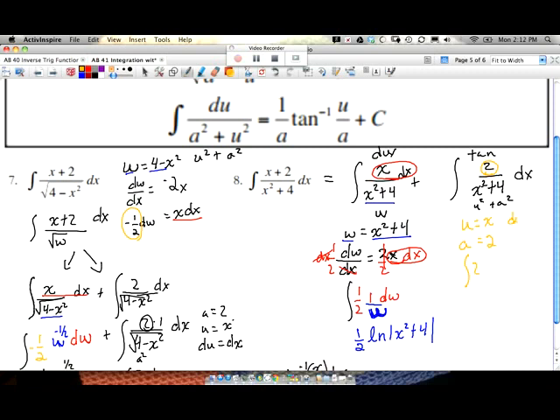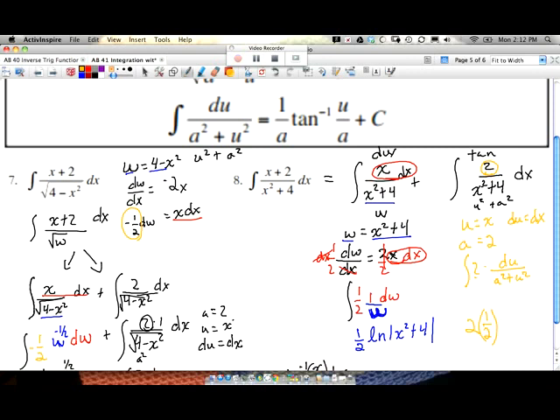So what's 1 over a? That's 1 over 2 in this case. And that's kind of interesting: 2 and 1/2, those guys cancel each other out. Then we're going to have tan inverse of u over a, which in this case is x over 2, plus c. So lots of work there, lots and lots of work.